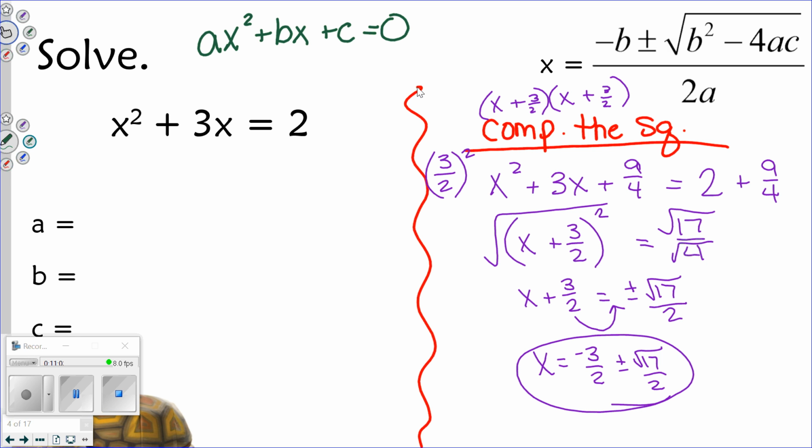So what do I have to do first with this problem? I got to move the 2 back over. So x squared plus 3x, when I move the 2, minus 2. I felt like we stressed that a lot yesterday, that when I move something across the equal sign, it becomes the opposite sign. And a lot of you on your quizzes, I'm almost done grading, almost, when you moved things to the other side, you didn't change the sign.